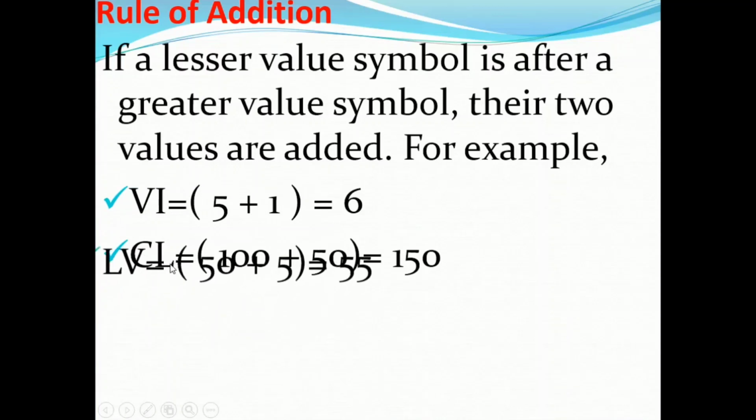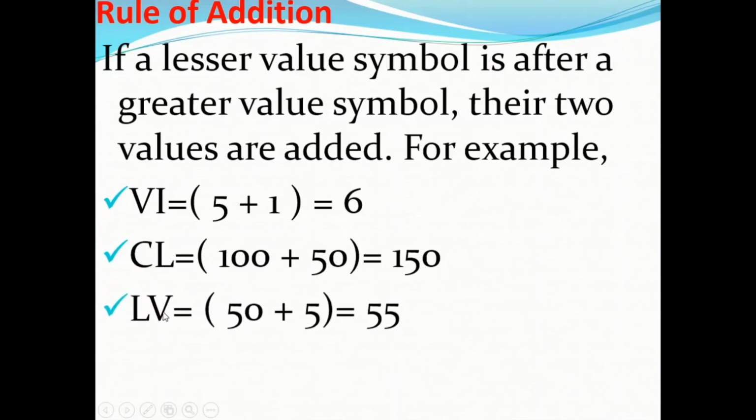Next example, LV. L is 50, V is 5. Again, V has lesser value than L, so we can add their values. That is 50 plus 5 is equal to 55. So what is the rule of addition? If a lesser value symbol is after a greater value symbol, the values can be added.